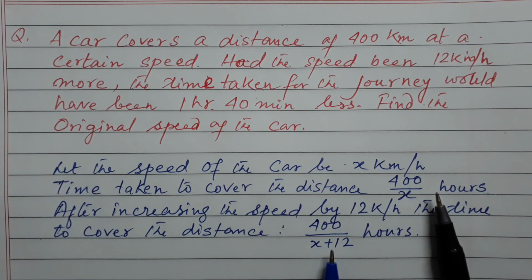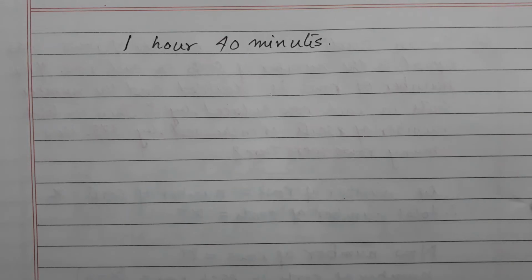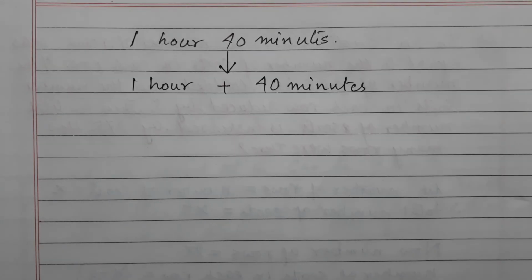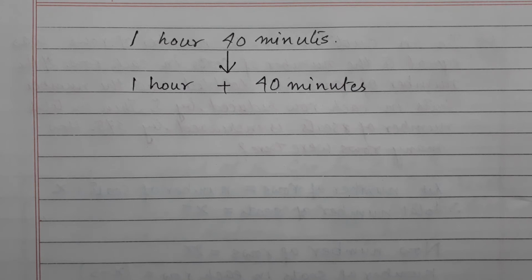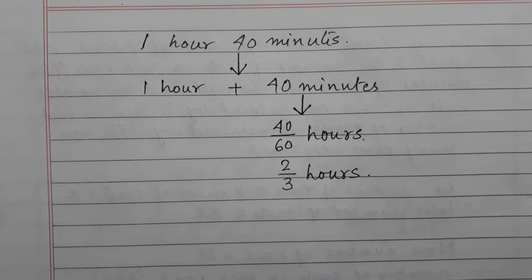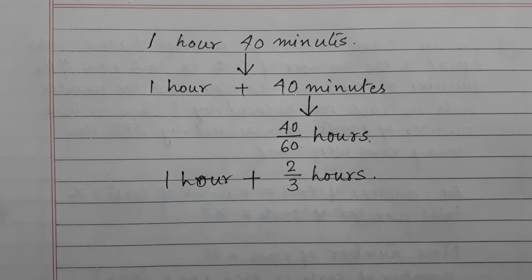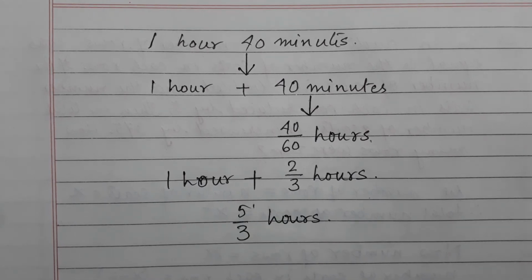Now the units of both these quantities are hours. So we need to convert 1 hour 40 minutes in hours. So we can write it as 1 hour plus 40 minutes. Now we will convert this 40 minutes in hours. Now this 40 minutes equals 40 by 60 hours, or we can write 2 by 3 hours. So therefore the total time is 1 hour plus 2 by 3 hours, which is equal to 5 by 3 hours.